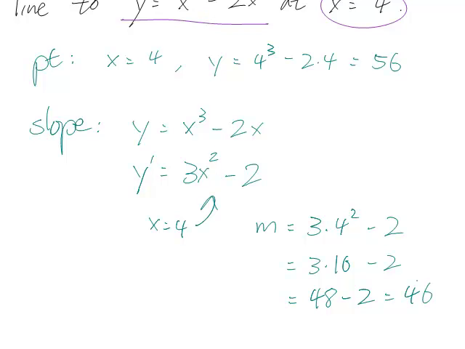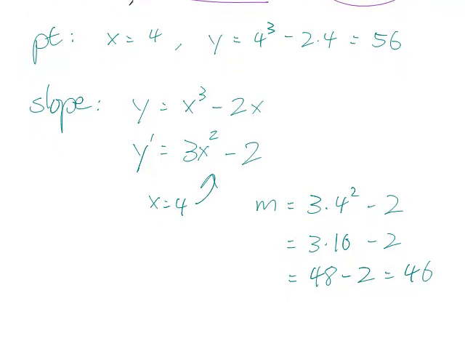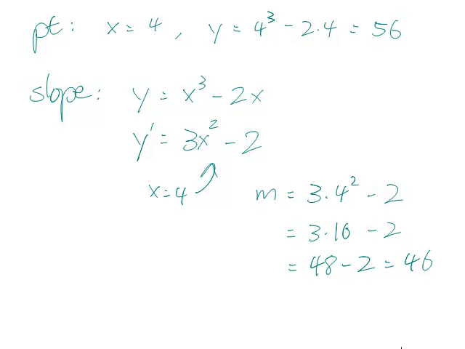And now let's put all of this together. We have the point (4, 56) and the slope of m equals 46. And remember that if you have the slope of a line and the point that the line goes through, you can just use the point-slope form, y minus y1 equals m times x minus x1, to find the equation of that line.